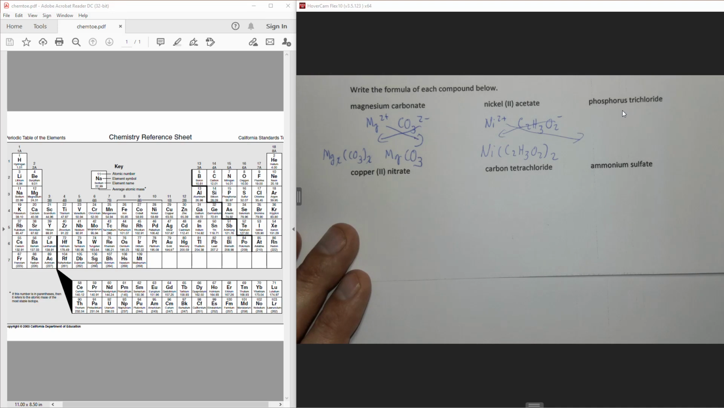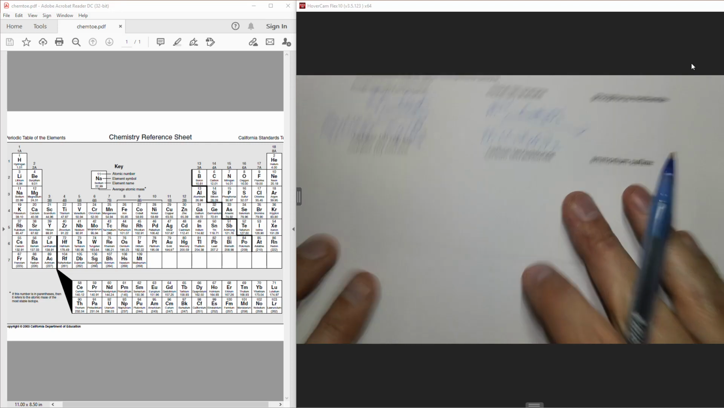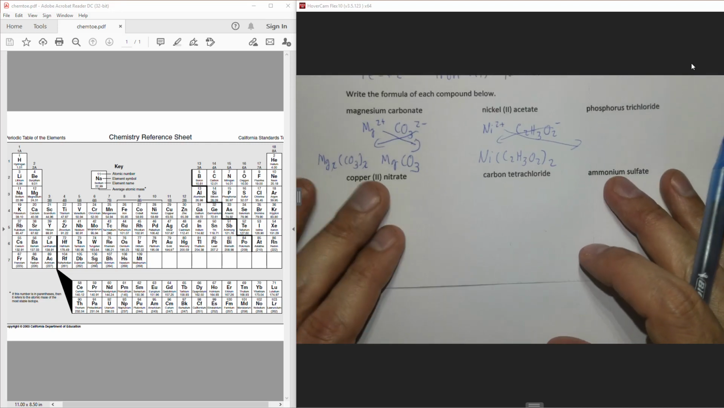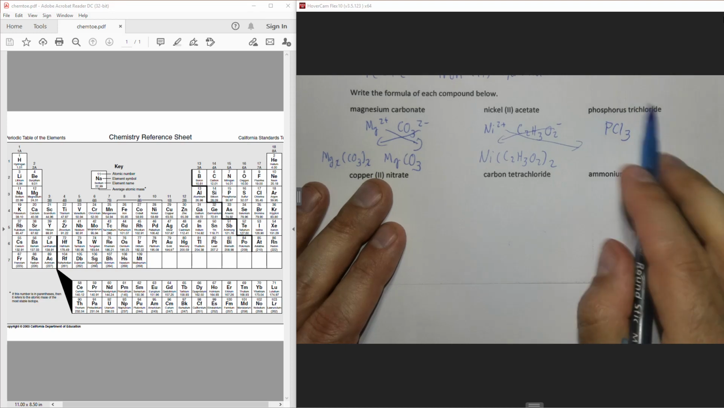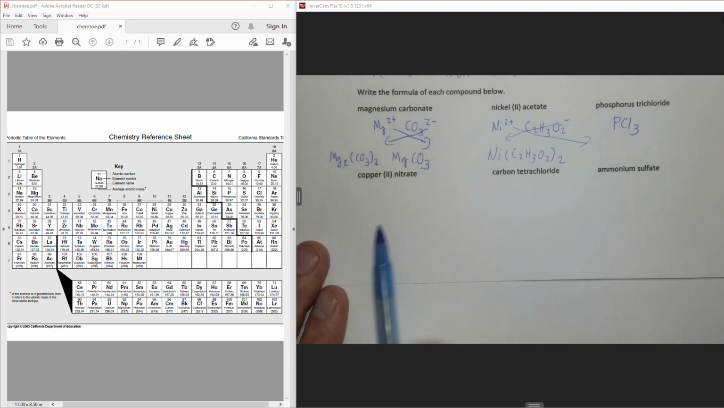All right, probably the easiest ones to find the formula of are the ones with the prefixes, as long as you know the prefixes. This one says phosphorus trichloride, PCl3. This means 1 phosphorus and 3 chlorines.